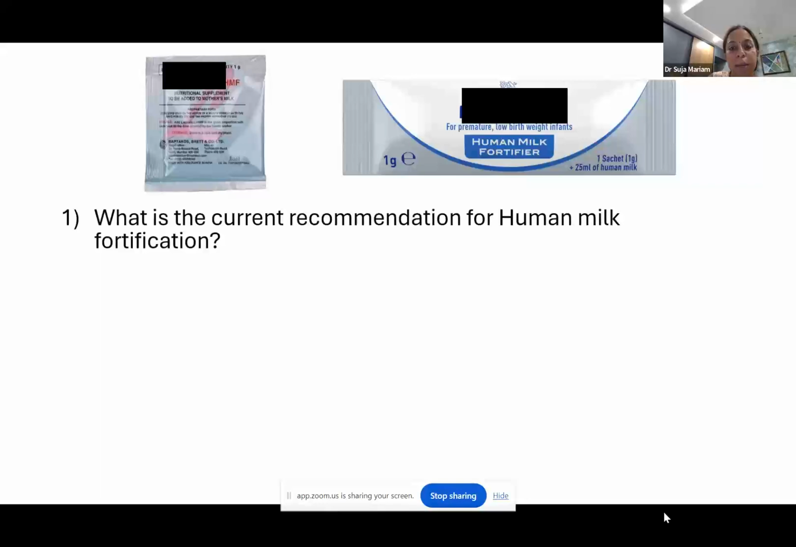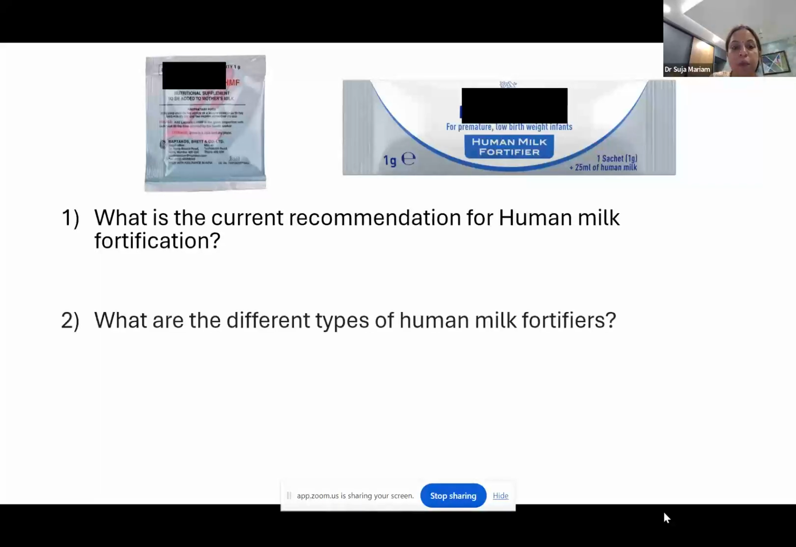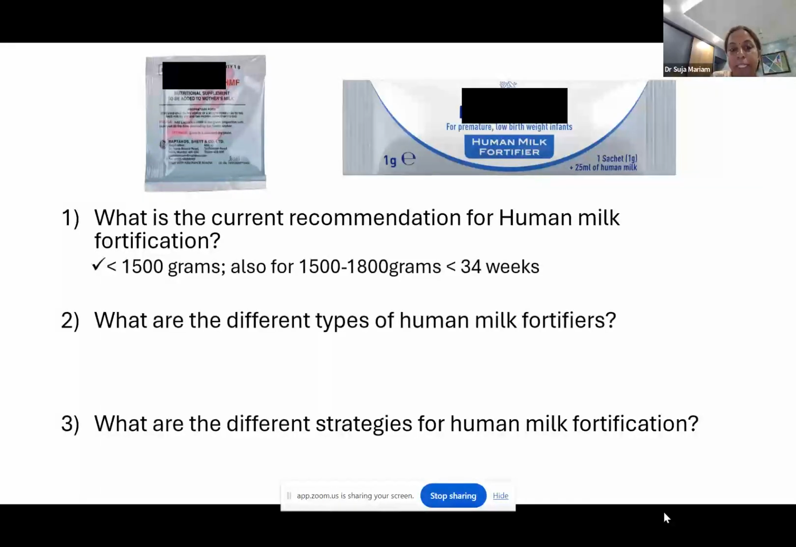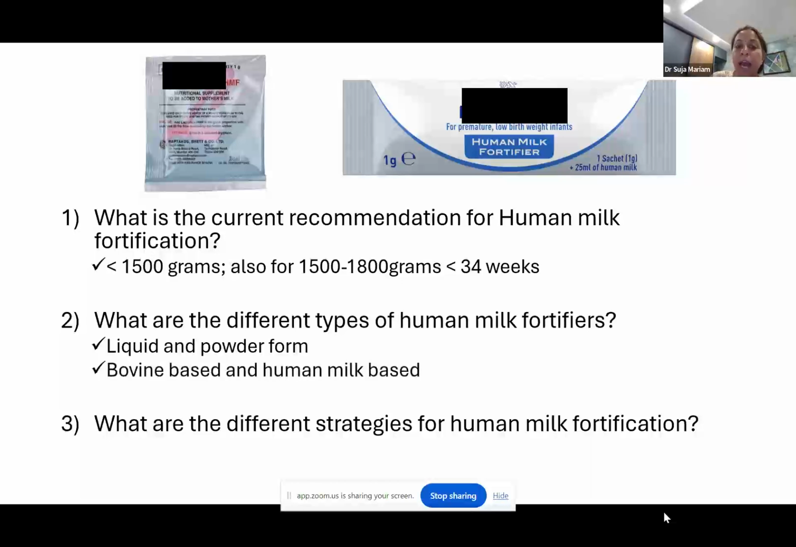So what is the current recommendation for human milk fortification? Ideally less than 1500 grams and less than 32 weeks, but many units use it for 1500 to 1800 grams also when a baby is born less than 34 weeks. What are the types of human milk fortifiers? We have liquid and powder form. In India, liquid form is not very easily available. And we have bovine based and human milk based. You know, the Prolact human milk based fortifier is available.